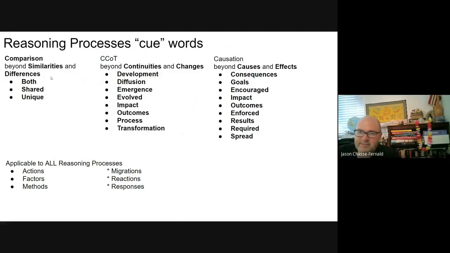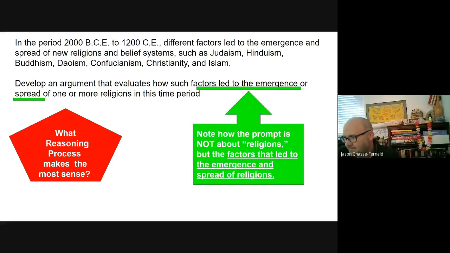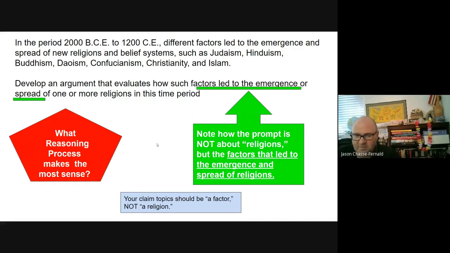Can you use similarities? Can you use comparison as a way to answer the question? Technically, the answer is yes. However, there are some reasoning processes that simply make more sense. Because this is asking for factors that led to the emergence or spread, notice here it's not talking about religion, and it's pushing you towards causation. So keep that in mind. It's pushing you towards a specific skill application.